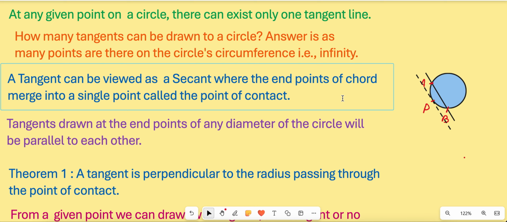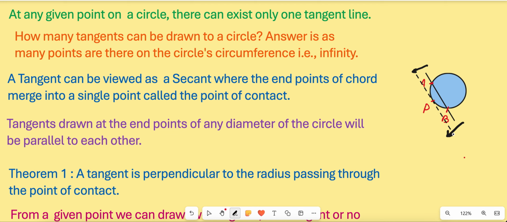So I have followed this. Here I have drawn a diagram adjacent to this, a circle, and a secant is drawn. If the secant gradually moves outward, it will be shown as that dashed line where A and B slowly merge into the point called P.